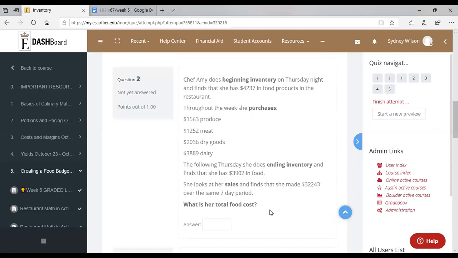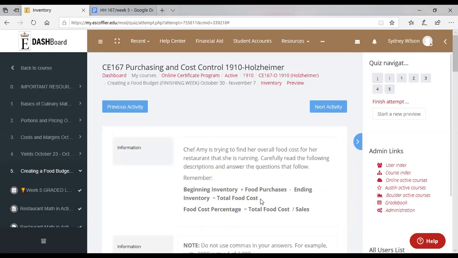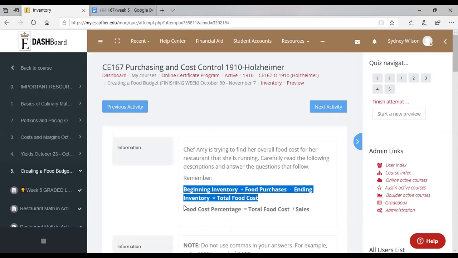Number 2, what is her total food cost? If you remember at the top of this page, we can actually use this right here. At the top of this page, we went over the formula for total food cost. You don't have to switch tabs or open a different window for your notes. It's right there for you.